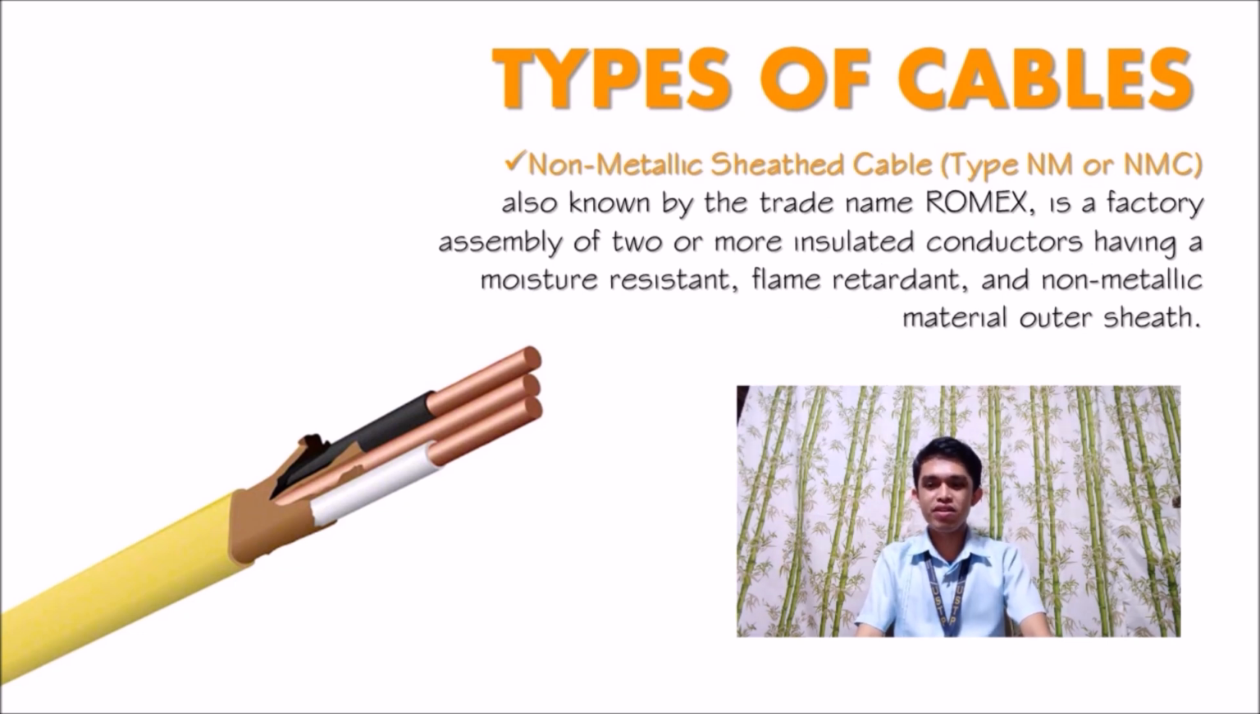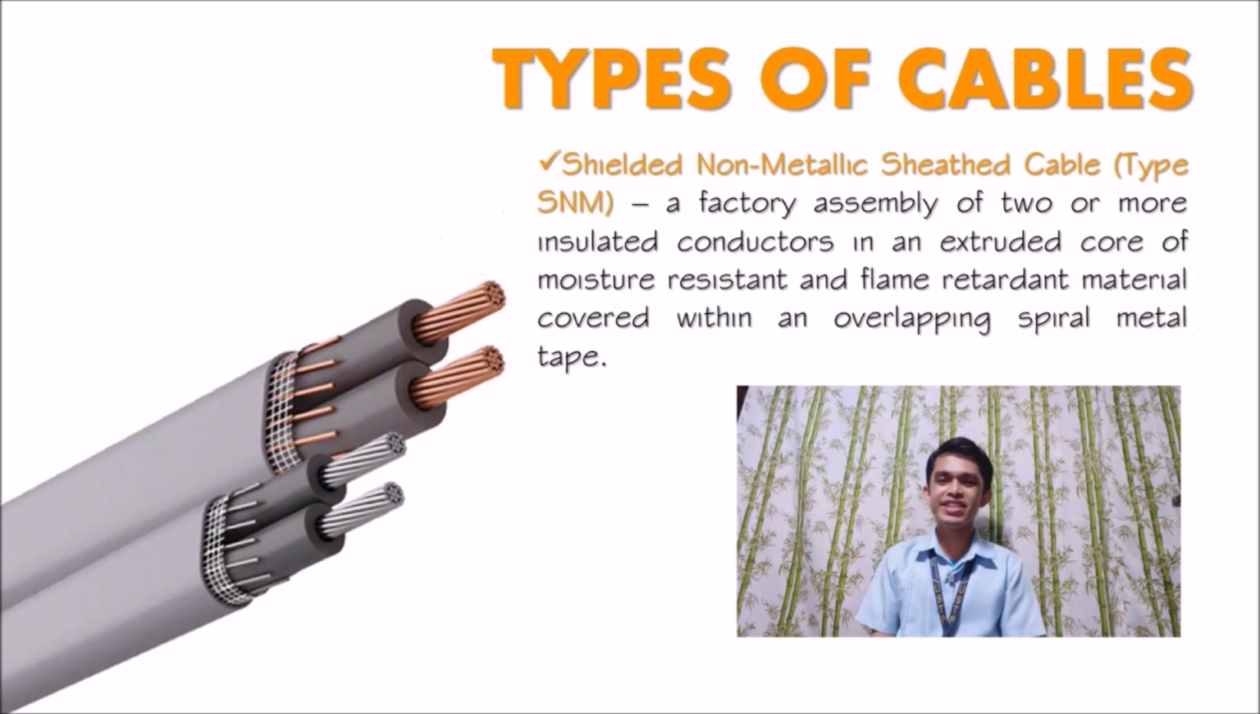Non-metallic sheathed cable or type NM or NMC, also known as Romex, is an assembly of two or more conductors having a moisture-resistant, fire-retardant, and non-metallic material outer sheath. Shielded non-metallic sheathed cable or type SNM is an assembly of two or more conductors in an extruded core of moisture-resistant and fire-retardant material covered within an overlapping spiral metal tape.